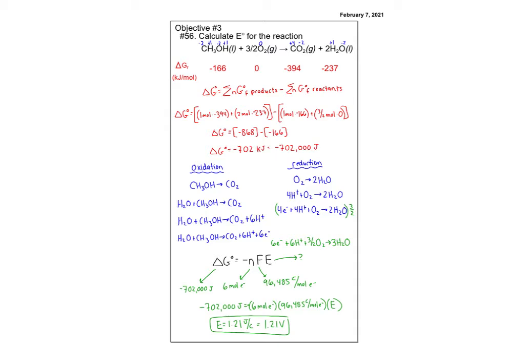All right, here we go. I started by solving for my delta G, products minus reactants.